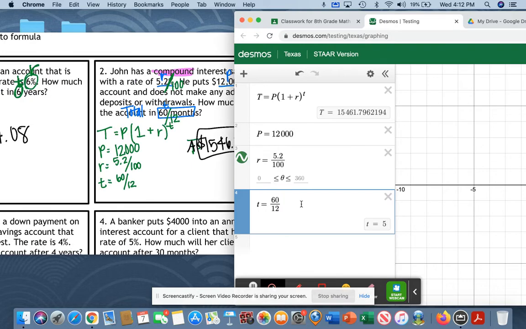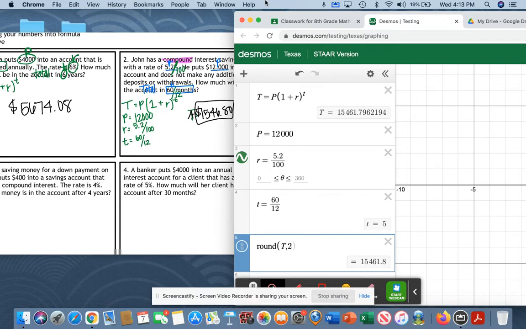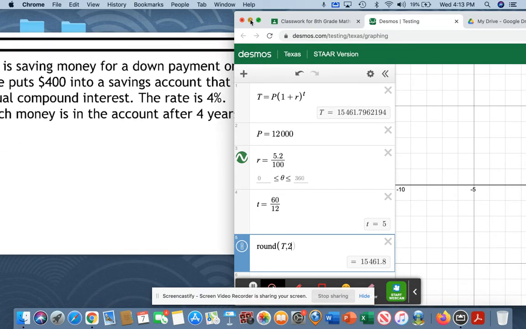Or you can always have the calculator round for you. I don't remember how to do that. I don't either. Round, and then I'm going to tell it to round T. And then you put a comma, and however many decimals you want it to round to. I want 2 decimal places. Awesome. Thank you for reminding me. You're welcome. Parentheses. Okay.